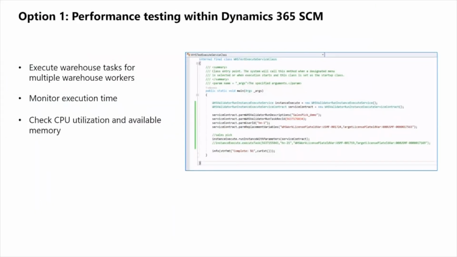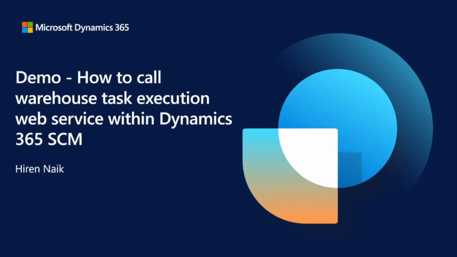Coming back to option 1, which is to do the performance test within Dynamics 365 SCM. In this option, you can test the warehouse process for bulk transactions using this warehouse app task execution web service within D365. You will have the capability to execute warehouse tasks for multiple warehouse workers. You will be able to capture and review execution time for a specific load, specific warehouse transactions, and a specific step. You will still be able to monitor performance of the system in terms of CPU utilization and memory availability. In the screenshot you can see a sample class showing how to call the web service to execute a specific warehouse process. Let us see a demo of how to call a web service within Dynamics 365 SCM.